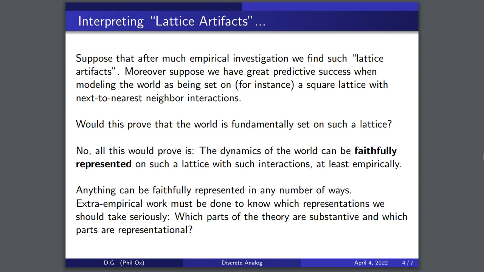So we have to do extra empirical work to know which representations we should take seriously, which parts of our theories are substantive, and which parts are representational. We really need to do a lot of interpretive work to come to these things on top of any empirical concerns we may have.